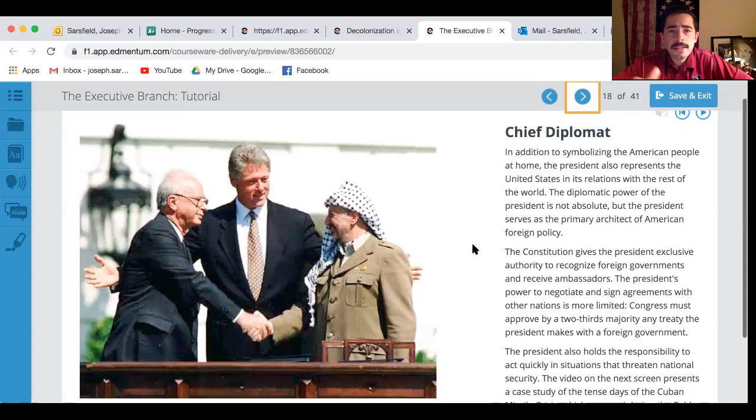Chief diplomat, like we talked about, they go to different countries. They represent America abroad. They have the power to receive diplomats, negotiate treaties, all of that stuff. But remember, the Senate has to approve any treaties the president negotiates. That's that check and balance again that we talked about a couple weeks ago. So chief diplomat basically negotiates with different countries and represents America to the world.